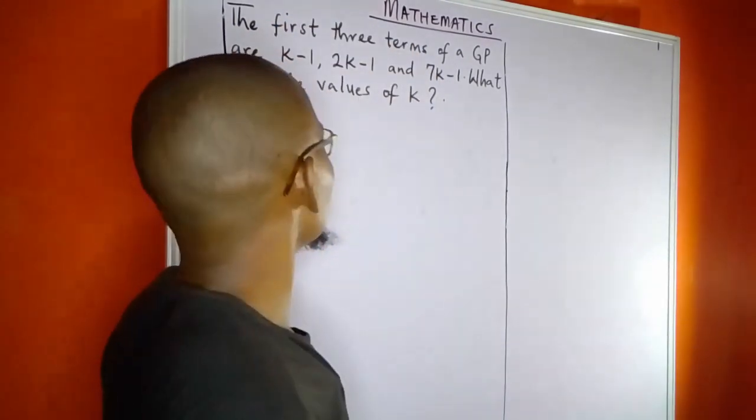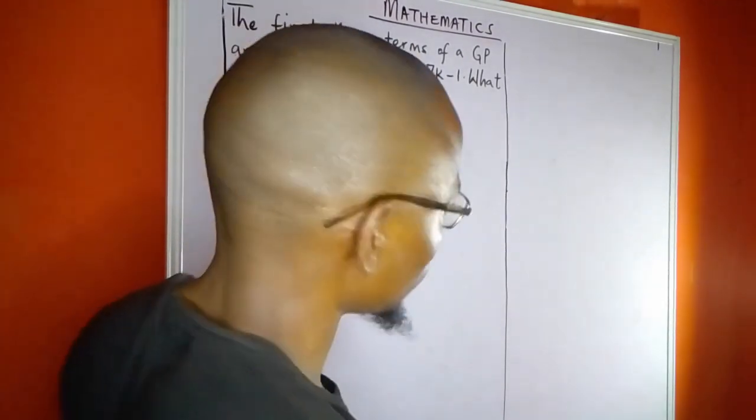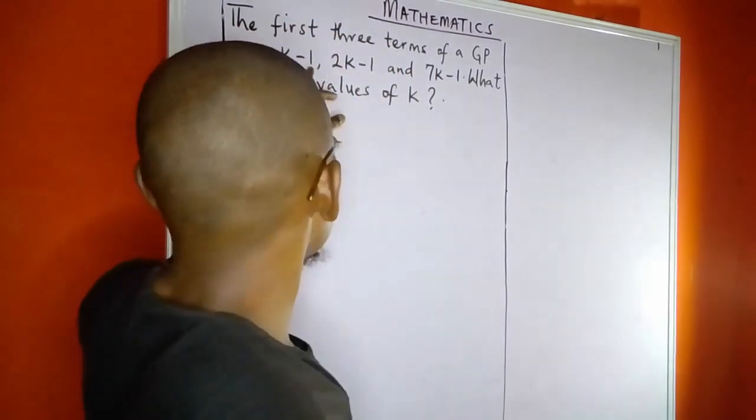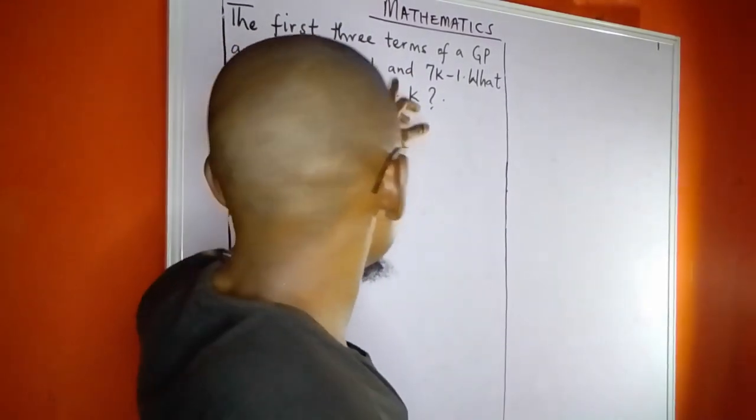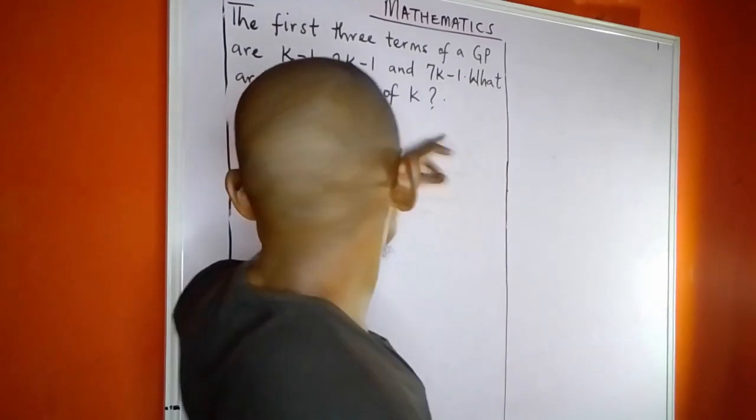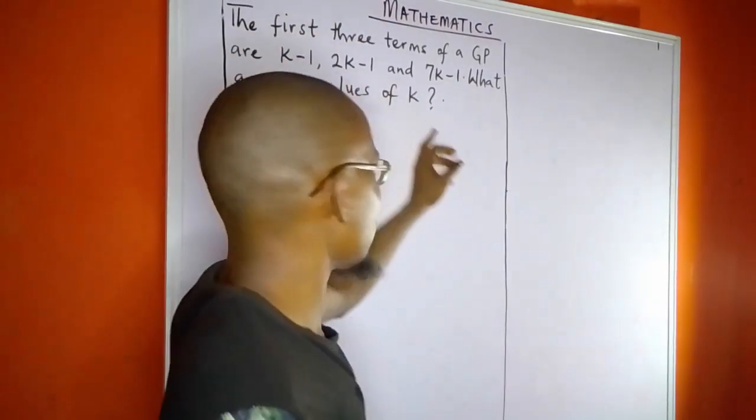So today we want to look at this wonderful question we have here. The question is: the first three terms of a GP are k minus 1, 2k minus 1, and 7k minus 1. Then what are the values of k?